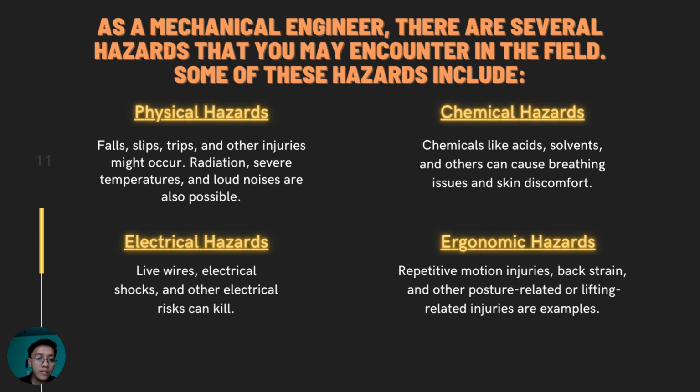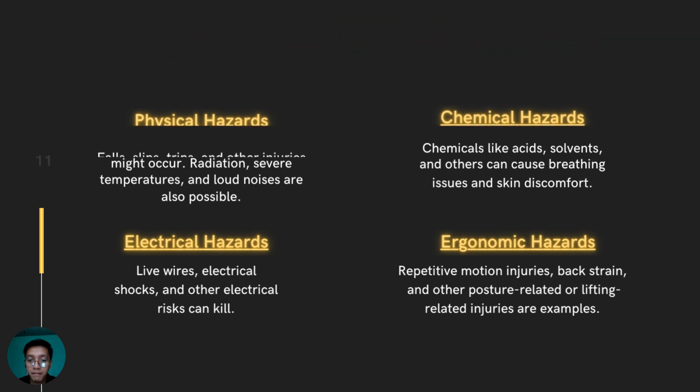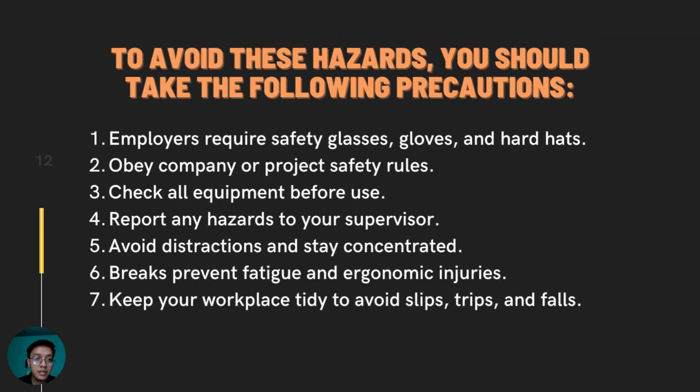So what are we going to do to avoid such things from happening? First, employers require safety glasses, gloves, and hard hats. We also call it PPE, or personal protective equipment. Number two, obey company or project safety rules. Following safety procedures and guidelines that are provided by the company or the project. Number three, check all the equipment before use. Ensuring that all equipment is properly maintained and inspected before using it or before the actual project.